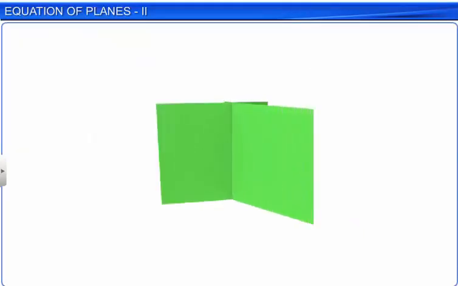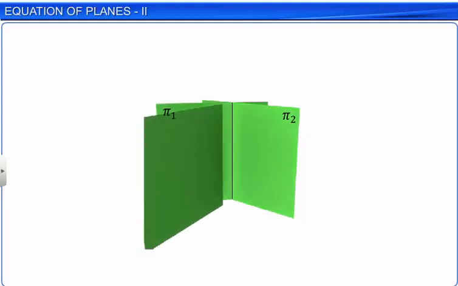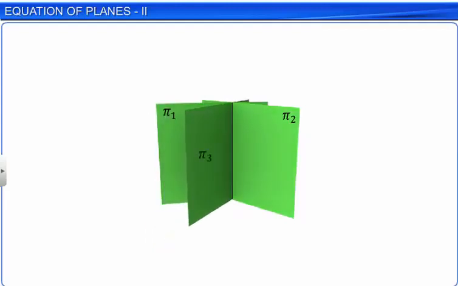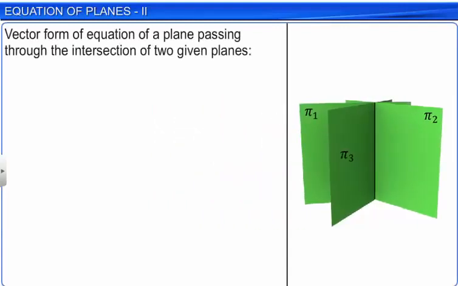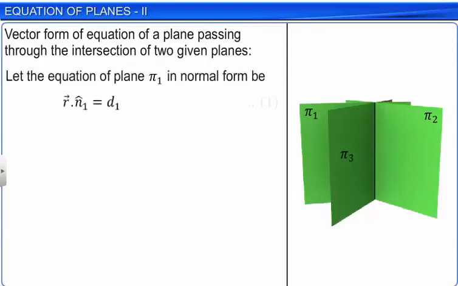Consider 2 planes, pi1 and pi2, intersecting at a line, as shown. Now, consider another plane, pi3, passing through the line of intersection of planes pi1 and pi2. We will first derive the vector form of the equation of plane pi3 passing through the intersection of 2 given planes pi1 and pi2. Let the normal form of the equation of plane pi1 be given by equation 1.